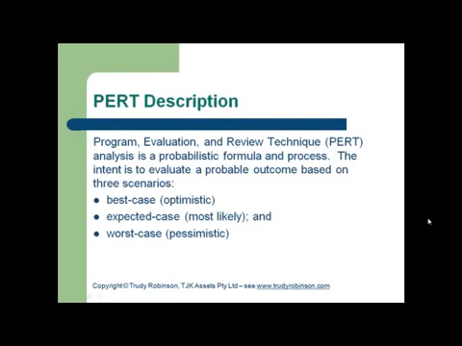As described on the slide, the PERT analysis is a probabilistic formula and process. The formula and process is based on having three values: the best case, commonly known as the optimistic, the expected case, which can also be known as most likely, and the worst case scenario, which is pessimistic. This can be used for both timeline analysis and cost analysis.